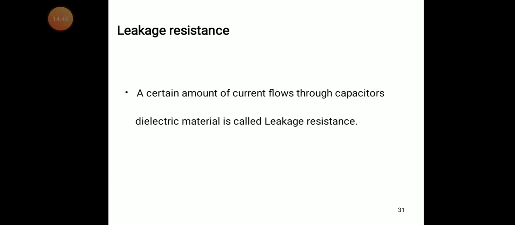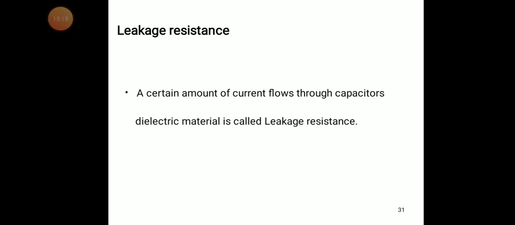What we use in the capacitor, between the two plates, is a perfectly insulating material. The main purpose of the insulator is not to pass any current through the dielectric material. But that is in the ideal case. In the practical case, we always have some correction. So in the practical case, a certain amount of current flows through the capacitor's dielectric material.